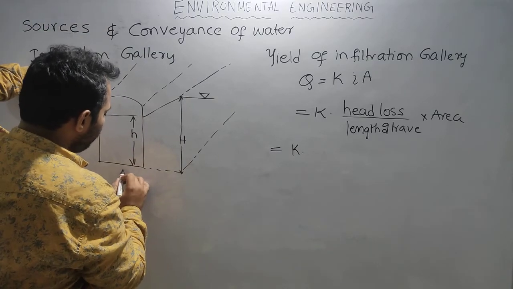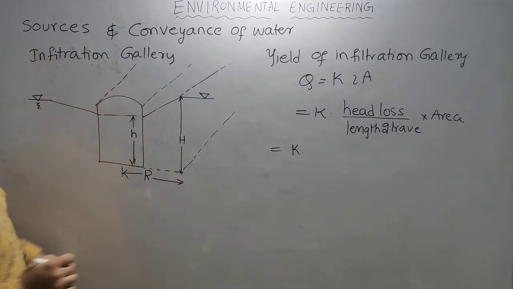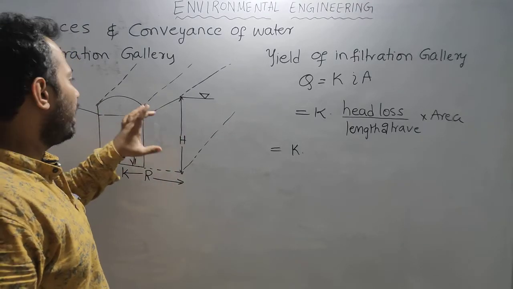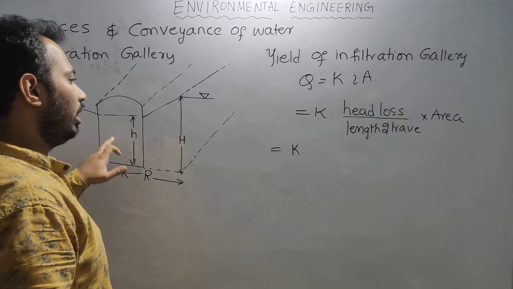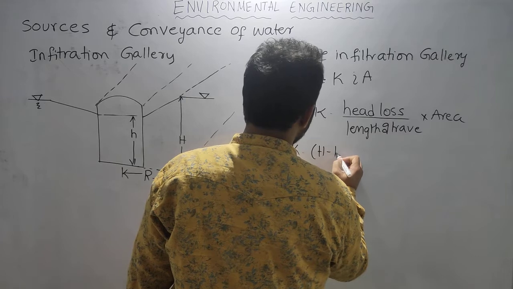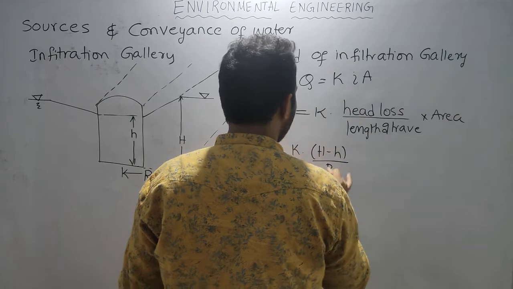Length of travel. So if you look at the length, this is R. R is the radius of influence. So how much radius this infiltration gallery is influencing, that is R. So H1 minus H2 is the head loss, and the length traveled is R. So (H1 minus H2) by R. So the head loss, the hydraulic gradient term, is completed.